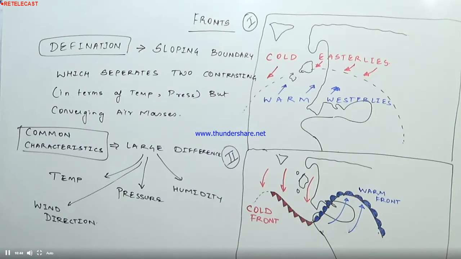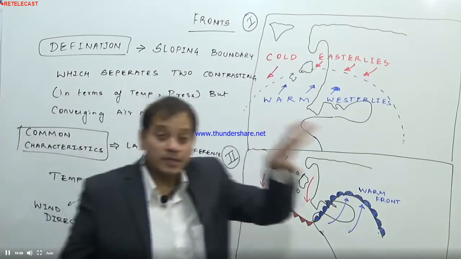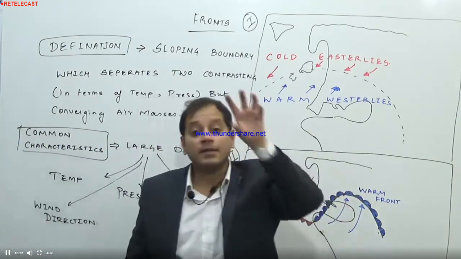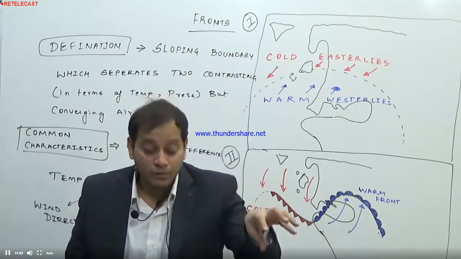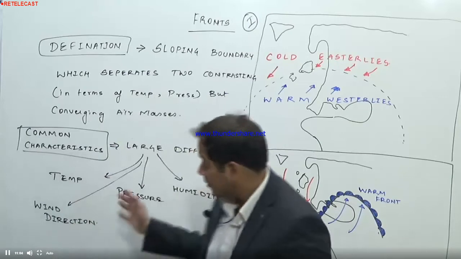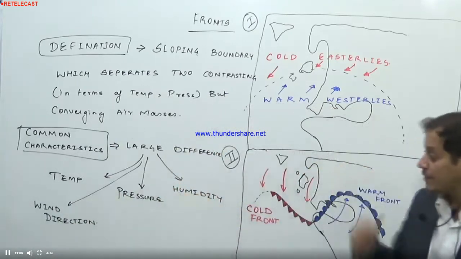So again repeating, what is a front? It is a sloping boundary which separates two contrasting air masses. Now here these two contrasting air masses should be convergent, should have a convergent flow, and should have different physical characteristics.